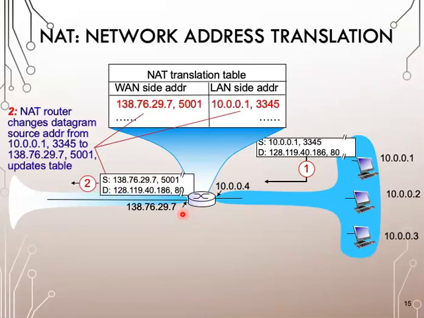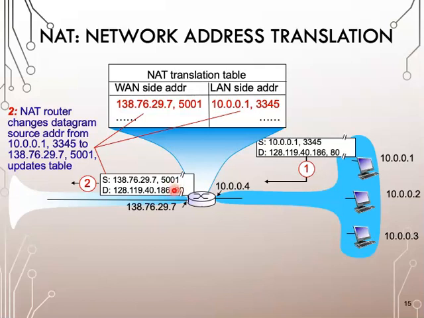So the NAT router receives the datagram and generates a new port number of 5001, which replaces the 3345. It replaces the source IP address with the wide area network side IP address, or the global side IP address, 138.76.29.7. Basically this router changes the source IP address and also the port number. However, the destination is still the same. So it replaces the original source port number with the new port number 5001.